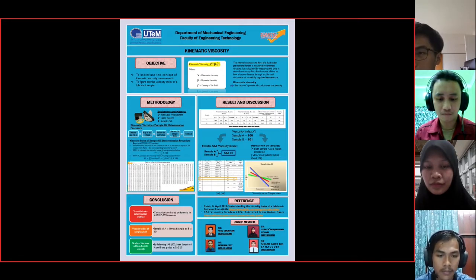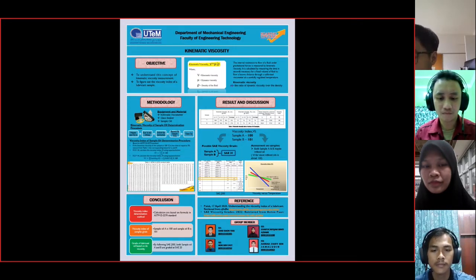Next, we did an assessment of the samples based on the viscosity index. We can say both sample A and B may be refined oils. This is because most refined oils have a viscosity index of about 100, while a higher viscosity index like 150 would be synthetic oils or multi-grade oils. A lower viscosity index could be a refrigerant oil or so on. So we conclude that sample A and sample B may be refined oil based on the viscosity index we got.